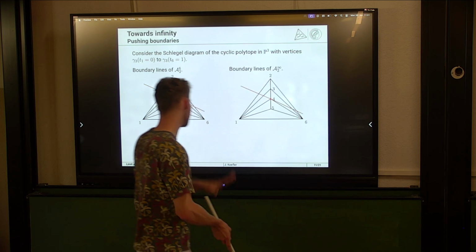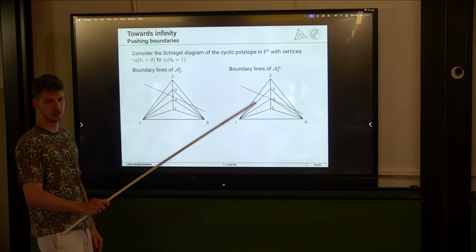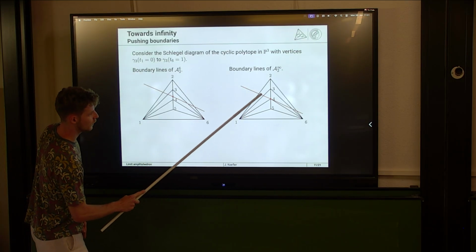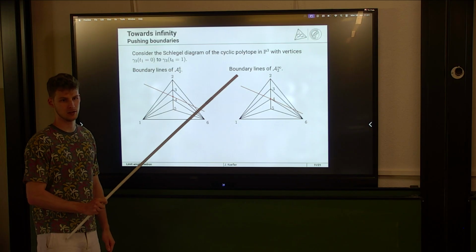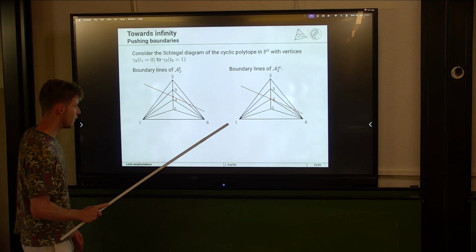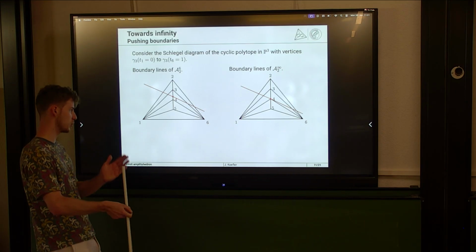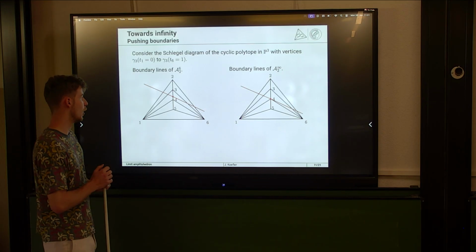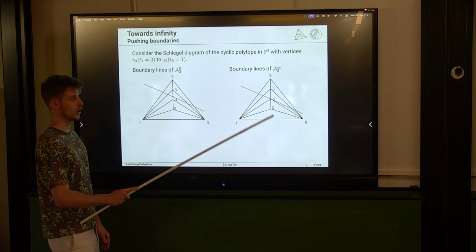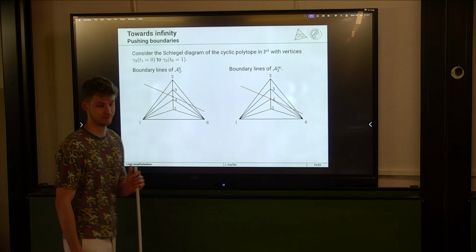And even more special, it turns out these should be the boundary lines of the limit amplituhedron, if this line actually goes through a vertex of our cyclic polytope. Just remember, the vertex of our cyclic polytope, because the cyclic polytope was chosen as the convex hull of points on the moment curve, is actually a point on the moment curve. So this line meets the moment curve.